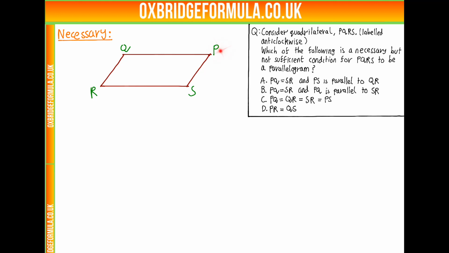So A: PQ is equal to SR. Yep, that's a key feature of a parallelogram. And PS is parallel to QR. Yep, the opposite sides are parallel in a parallelogram. So A is necessary. If we've got a parallelogram, A must be true, so A is a necessary condition. Similarly for B: PQ equals SR, we know is true, and PQ is parallel to SR, well, opposite sides are parallel in a parallelogram, so B is necessary as well.